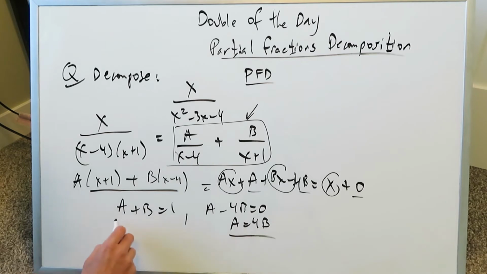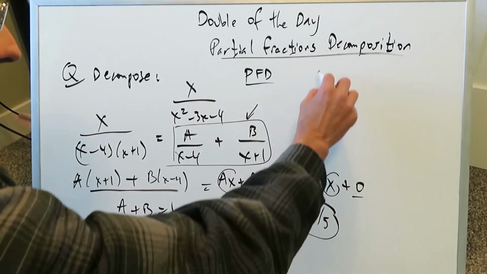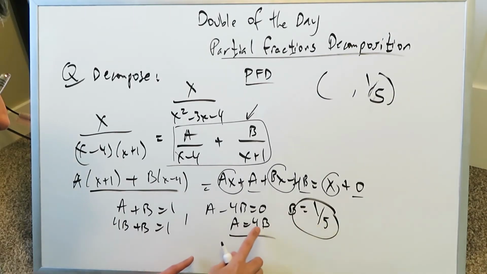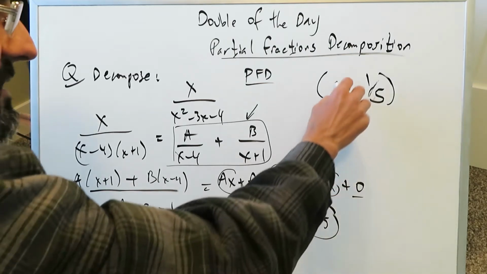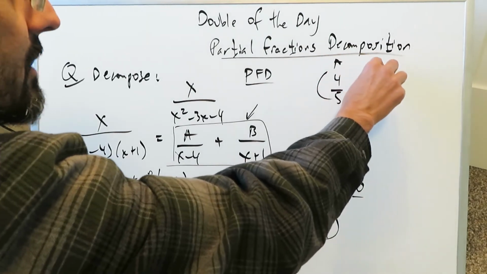This right here is very helpful. If A is equal to 4B, you can put 4B right here. 4B plus B is equal to 1, and then I have B is equal to 1 divided by 5. So I know now B is 1 over 5, and we can put 1 over 5. If A is equal to 4B and B is equal to 1 over 5, then A must be 4 times that, which is 4 over 5. There it is, my A and B terms.